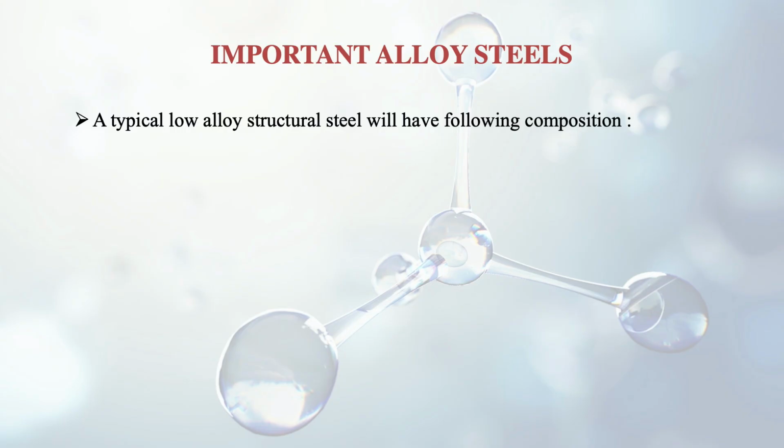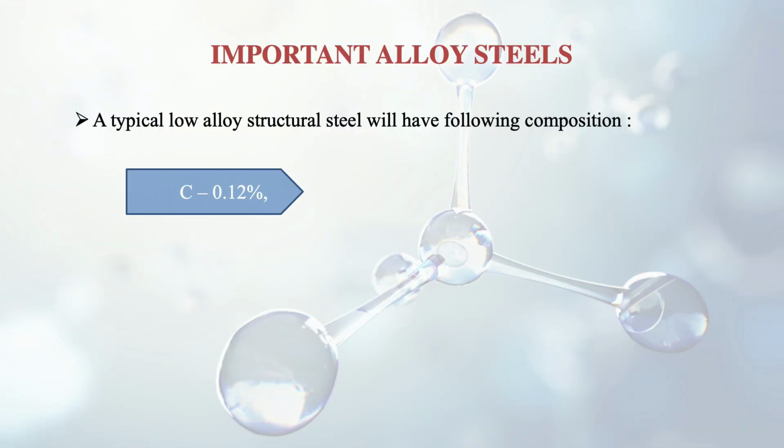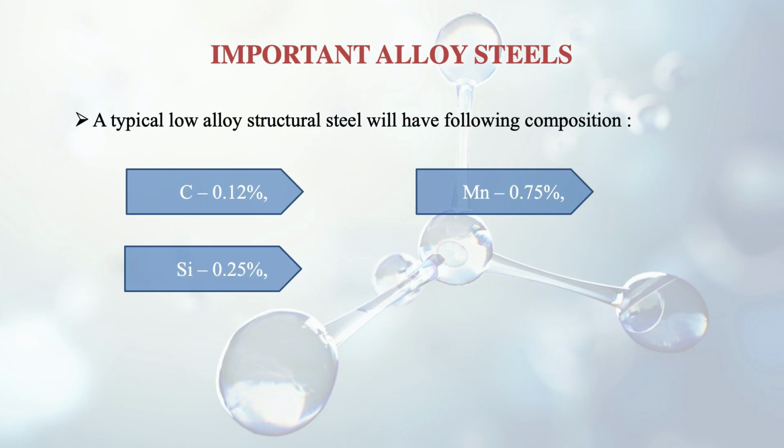Now when we are talking about low alloy structural steel, we should also know its composition. It contains carbon 0.12%, manganese 0.75%, silicon 0.25% and copper 0.3%, and the rest is iron. You can see that the carbon percentage is very low, 0.12%. That means it almost comes under the category of ferrite, which you have studied earlier. So it is a little softer, and we need softness, because only then can ductility come in.